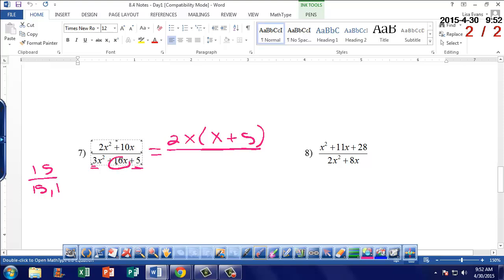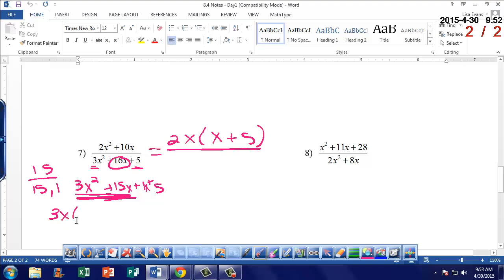Now we're going to rewrite our middle term. I leave the 3x squared alone and I leave the 5 alone. I write my middle terms as 15x and 1x. Then I'm going to take a GCF out of these two. So I would take a 3x out, and then I'm going to take a GCF out of these two. If there's not a GCF, you can take out a 1.